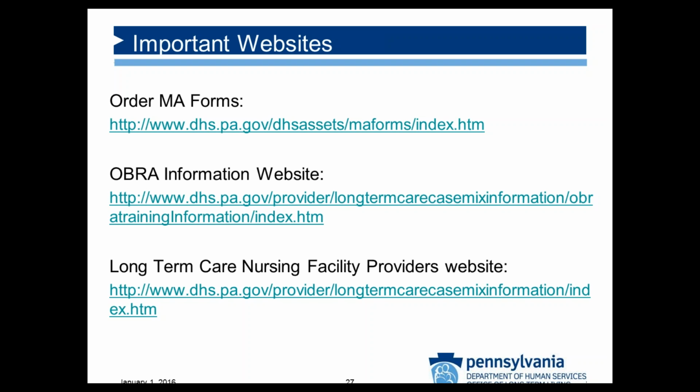We put up some important websites. The first one is how you order your MA forms. The second one is a lot of information about OBRA and where the forms are at. And then the third website is some information about long-term care services in general. There's a lot of information on there about health choices. It's always a good website to go and look up stuff.